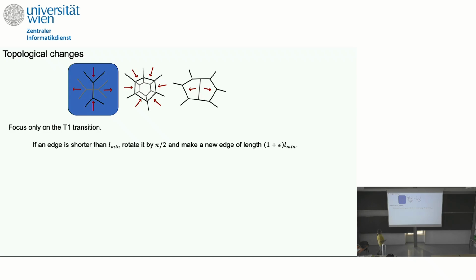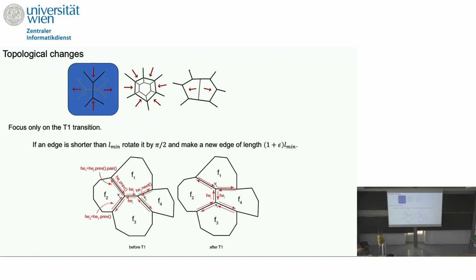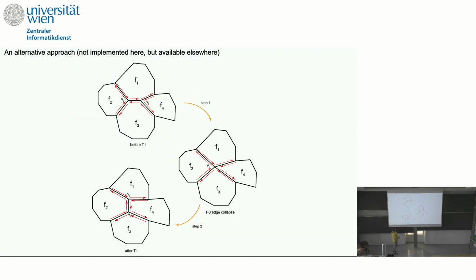So very quickly about the topology changes, that's actually the trickiest part. I'm only going to talk about the T1 transition, which is the exchange of neighbors, and I am going to implement it in here as I'm going to monitor the length of the junction. If the junction goes beyond a certain length, then I'm going to flip it, and how I'm going to flip it is I'm just going to rotate it counterclockwise by 90 degrees, and I'm going to make it slightly longer. So I'm going to go from this configuration to this configuration shown in gray, and you can convince yourself that this is what you need to do.